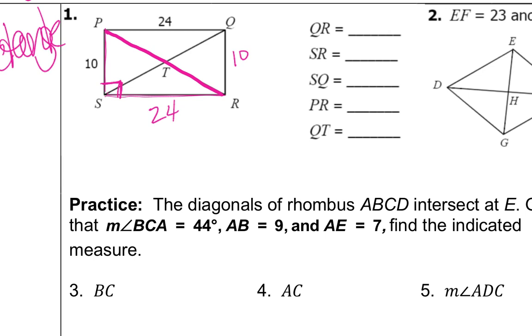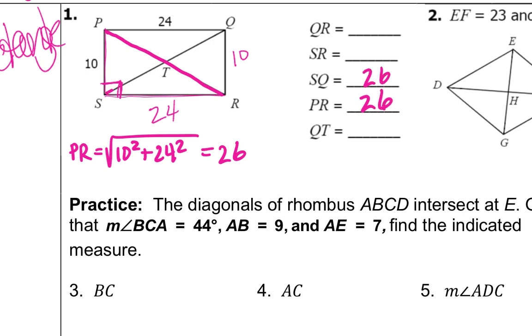So then I would see that PR is 10 squared plus 24 squared, and then take the square root. We get that the whole thing, so PR is 26. Well, if PR is 26, so is SQ, because it's a rectangle and the diagonals just so happen to be the same size. But then don't forget that this is the midpoint.